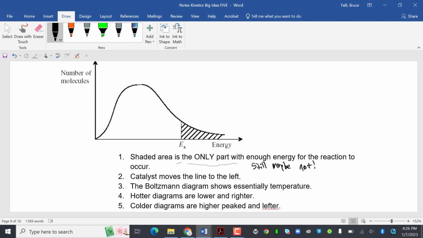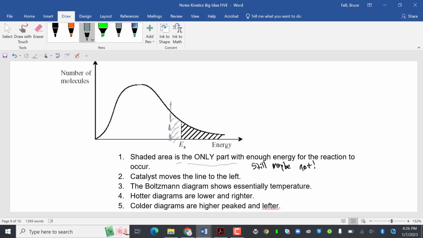Catalysts move the line to the left. So if I add a catalyst, what that does is it makes the line shift to the left. So now there's even more eligible particles to react, right? So that means the reaction will go faster because more particles have enough possible energy.